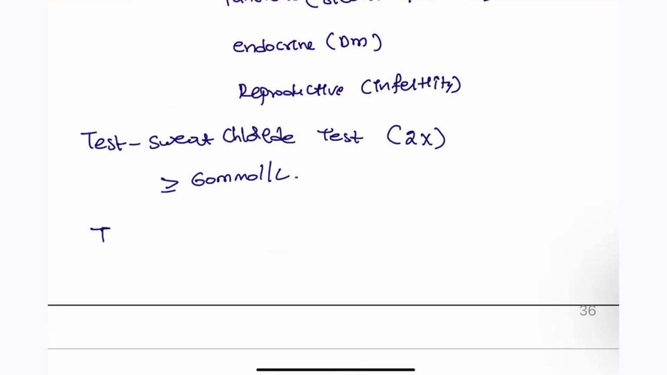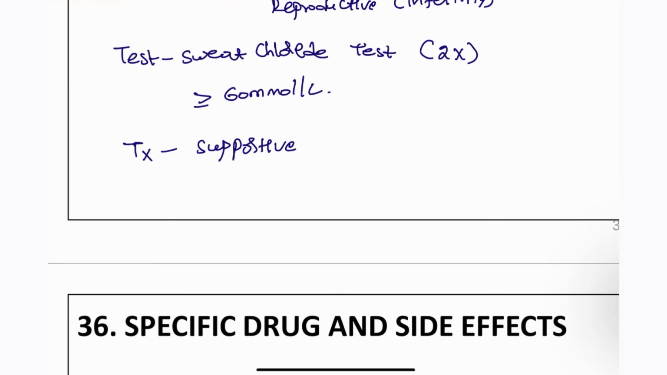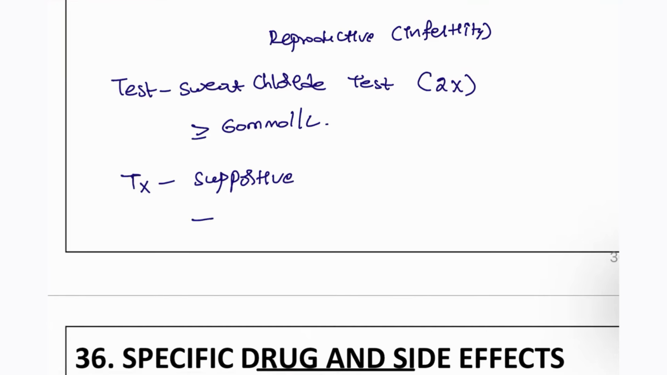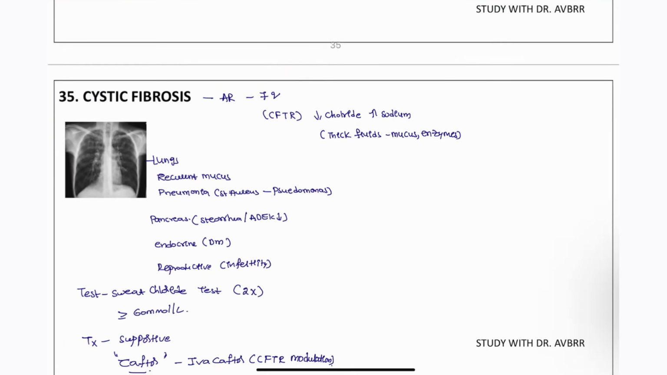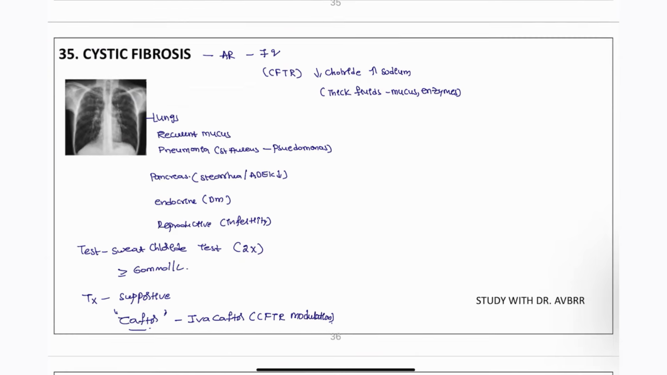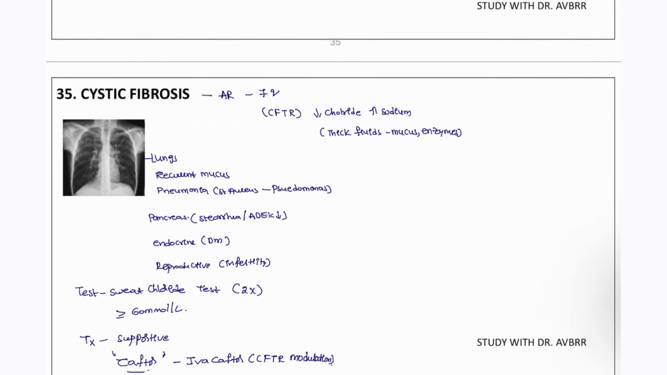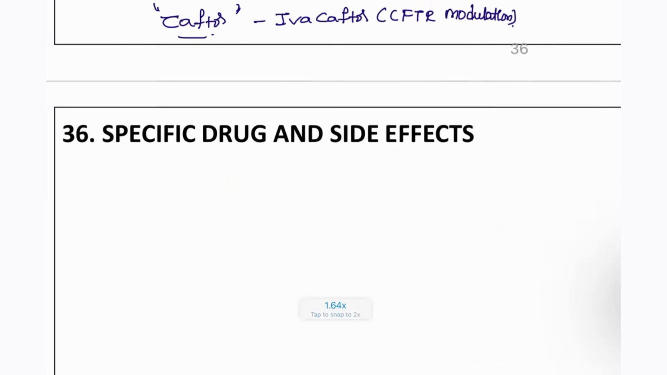Coming to the treatment, it is supportive: treat the pneumonia or the underlying conditions. The new drugs that have been given are the caftors, all ending with caftor, such as ivacaftor. These are CFTR modulators. This is the overview of cystic fibrosis. Next, we are moving on to specific drugs and their side effects.